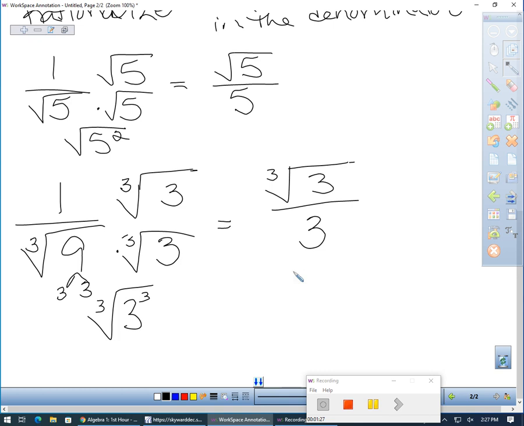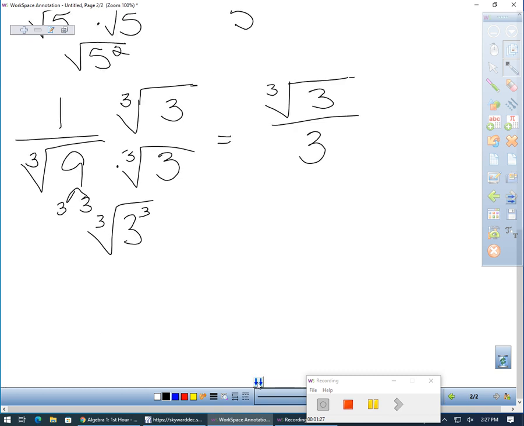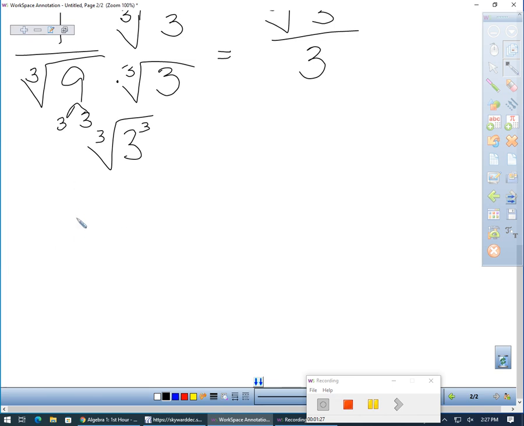Okay, try another one. If I am rationalizing, let's try another one with the cube root. Let's say I have 1 over the cube root of x. Again, to rationalize, I have to multiply by the cube root of whatever's missing out of my group of 3. I have 1x right now. How many more x's do I need? 2. So this will be the cube root of x squared.